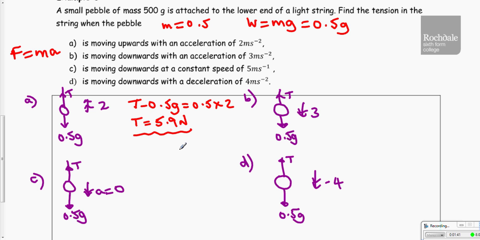So just check that you can get that one. Why not pause the video at this point and see if you can work out the answers to the other 3, and then come back and check and see if you've got them right.